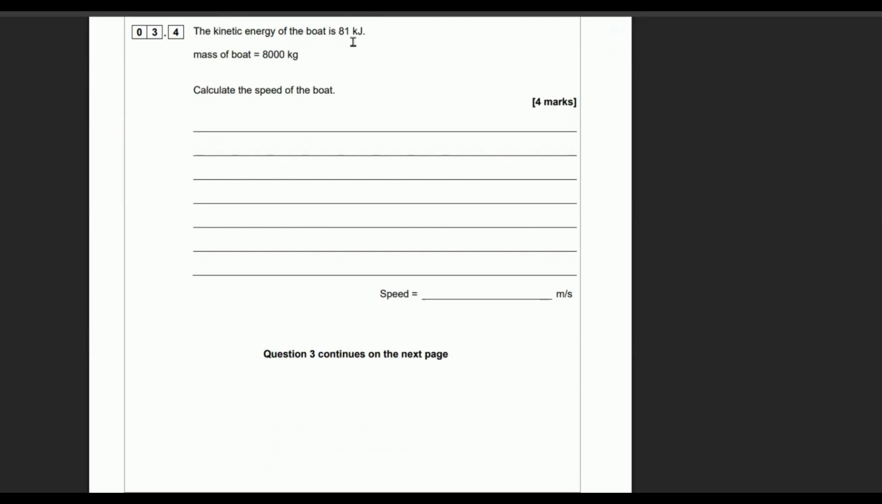3.4, the kinetic energy of the boat is 81 kilojoules. The mass of the boat is 8,000 kg. Calculate the speed of the boat. So we've got to use this equation, and you'll find this on your equation sheet. How do we know we've got to use that? They've told us kinetic energy. There's only one equation on your equation sheet with KE, and it is KE equals 0.5 times mass times velocity squared. They've asked us to calculate the speed of the boat.